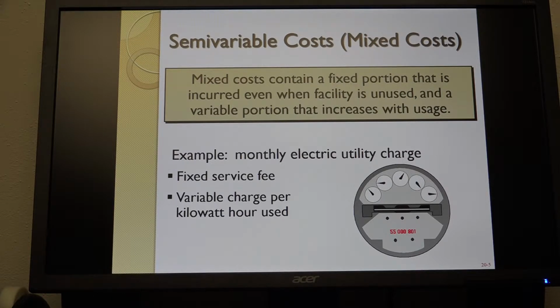And the variable portion is, in this case, for, I guess this is an electric utility charge. Haven't paid that in a while either, but anyway, here the variable charge per kilowatt hour used goes up as more kilowatts are used. So you've got that fixed service fee and then a variable charge per kilowatt hour used.